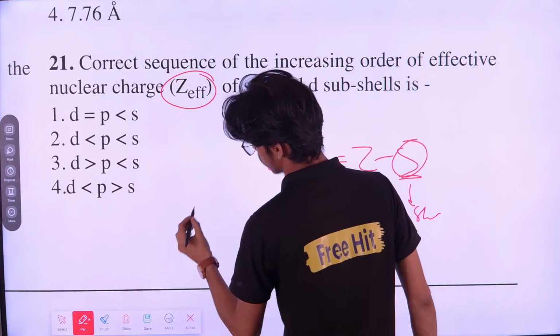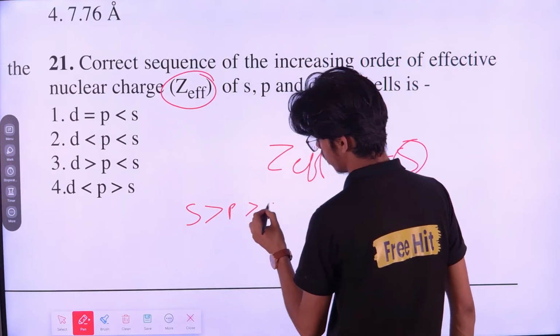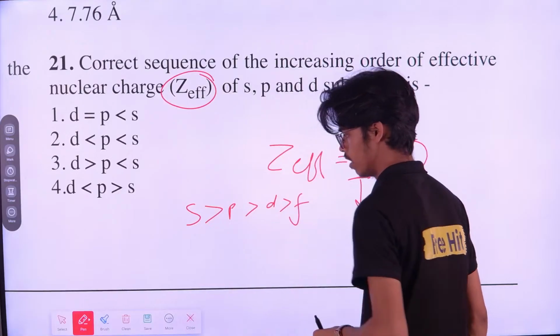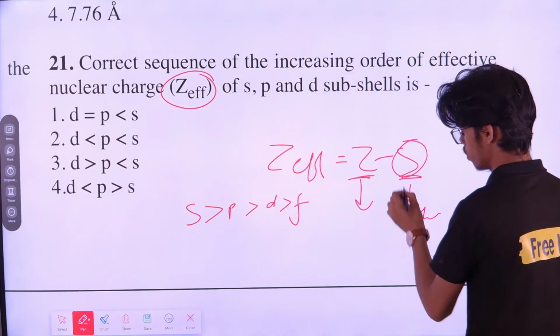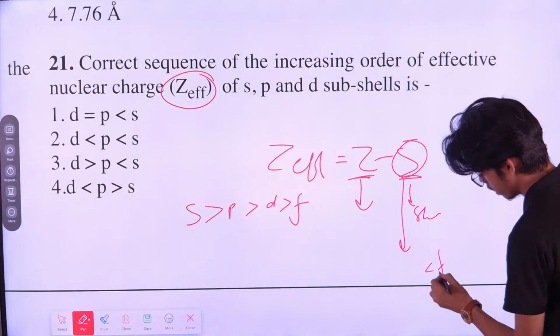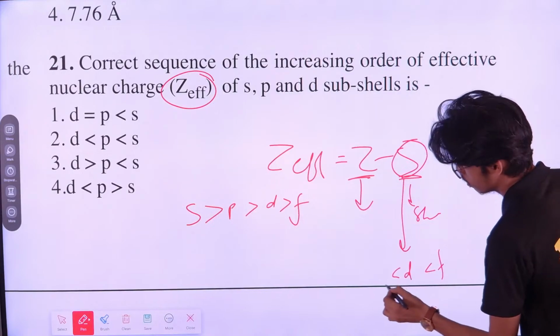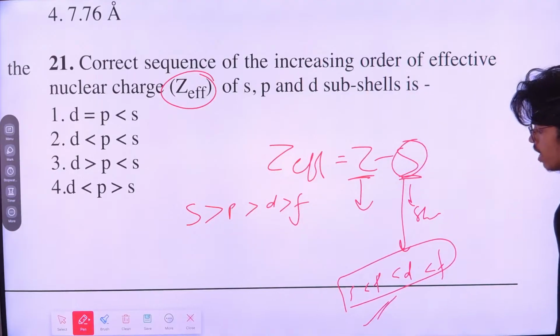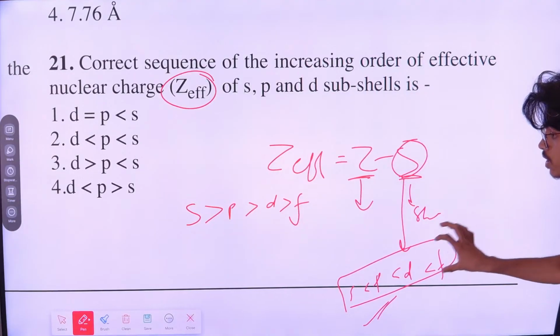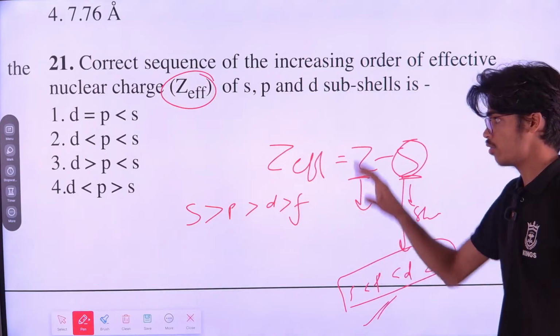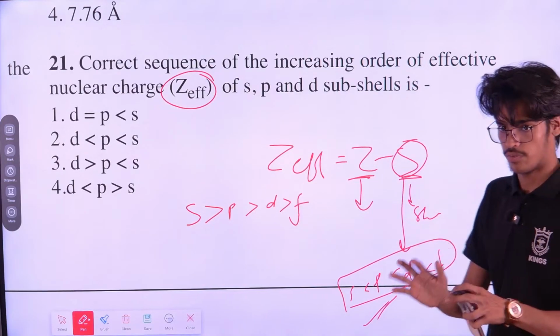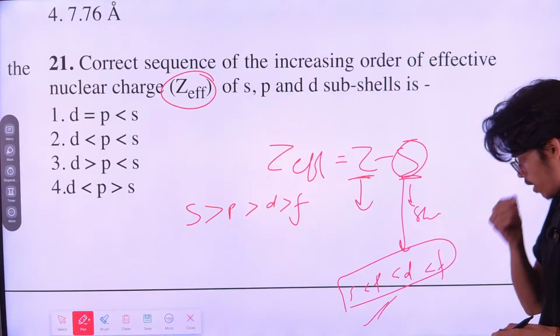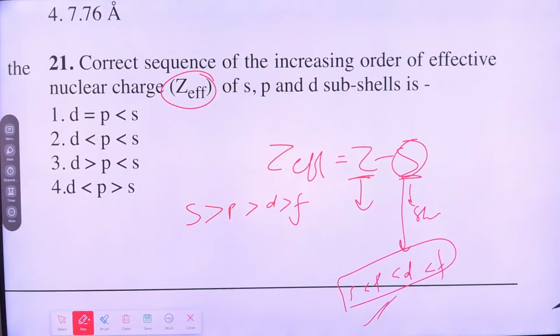So remember the correct sequence: effective nuclear charge is greater for s, then p, then d, then f. Understandable? Why? Because for shielding, f is the greatest, then d, p and s. In case of f, shielding is much more. Outer electrons are much more shielded from the inner electrons, from the charge itself.